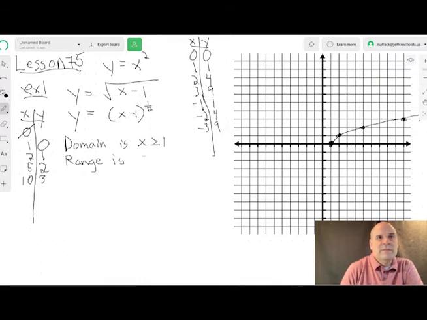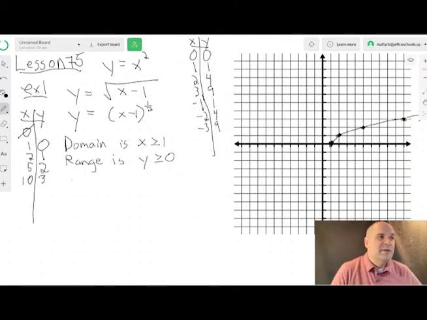So if you look over here, this is the result. So it looks like the range, the up or down values, your y values. So what does it look like? Well, the lowest it goes is right on that x-axis, so y equals 0, but then it goes up to infinity. It gets slower, but it eventually goes up to infinity. So we're going to say the range is y is greater than or equal to 0. Does that make sense? Okay. All right.